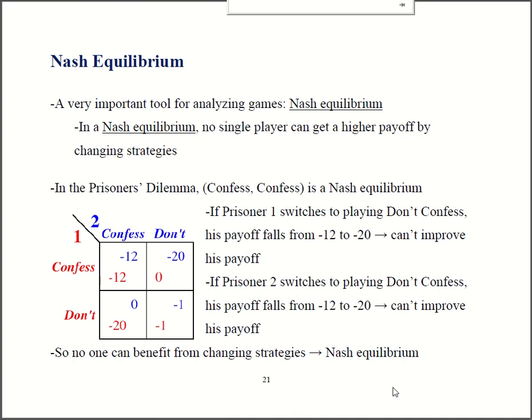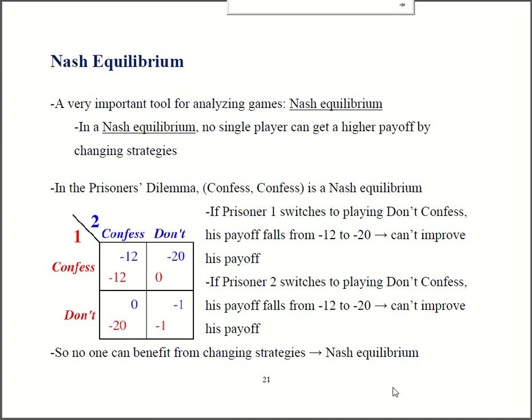So to be clear, the game is being played just once. They can't actually go back and change their moves. We're rather looking at, is the outcome going to be stable? If I knew this was going to happen, would I regret my actions? You can think of it that way.